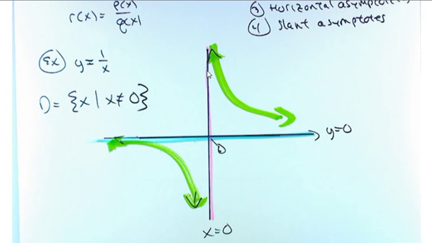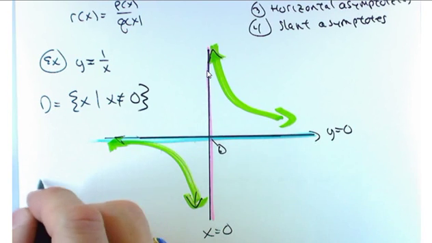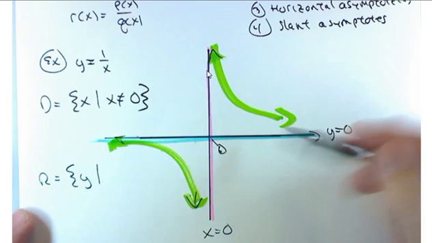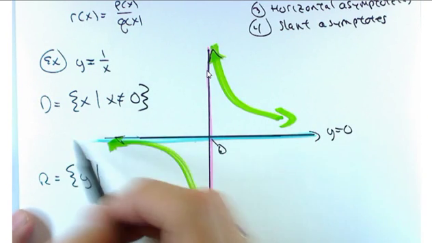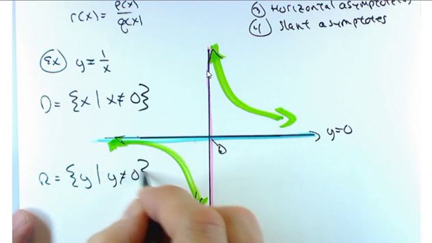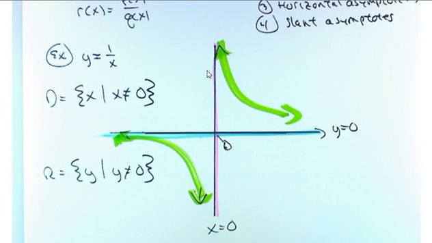How about the range? What are we going to get for the range? All real numbers except 0 again. This never quite touches the x-axis, so it gets as close as you want, but it never touches the x-axis. So there's your domain and range.